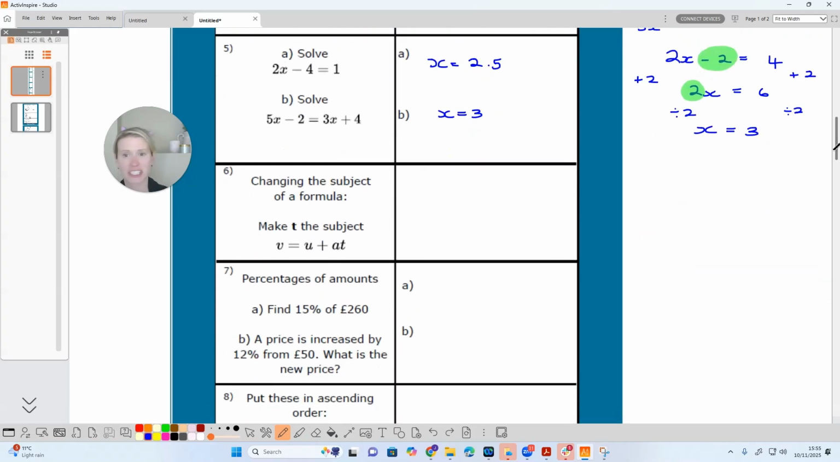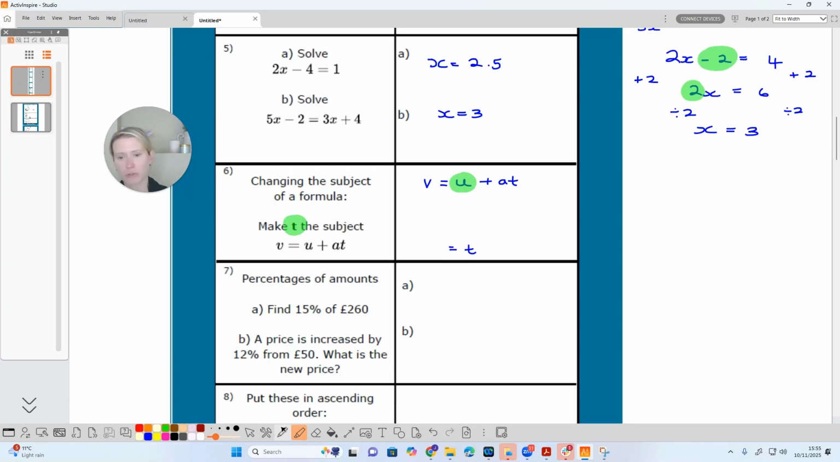Okay, next, changing the subject. Now I've put these together because they're very similar. If you can confidently solve an equation, you can change the subject. So we're starting with v equals u plus at. Make t the subject means by the end we want t on its own. So it doesn't matter which side t is on. I'm going to keep it on the right hand side because that's where it currently is.